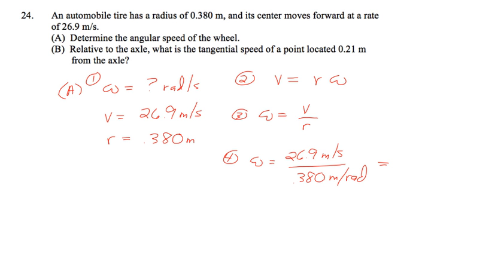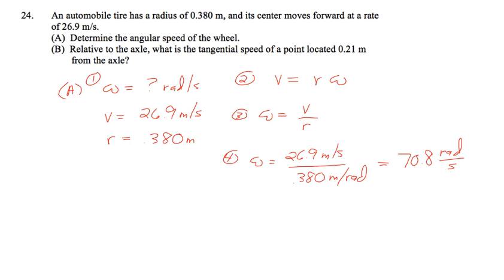Even though right on the axis of rotation, we wouldn't even have a V. There'd be no tangential speed, but every place on the wheel there's an angular speed. So what do you get for that? What's the answer for that? What is it? 70.8 radians per second.